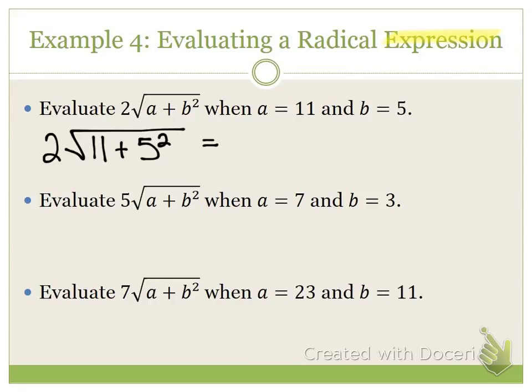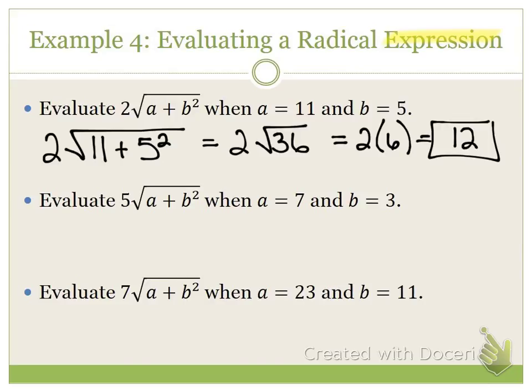All right, so substitutions. Now, from this point, if you enter it correctly in your calculator, you can go straight to the answer. However, you need to understand the process. So look up here. 11 plus 5 squared. Do I add first or do I evaluate the exponent? Exponent. Order of operations. 5 squared is 25. 25 plus 11 is 36. Now I take the square root of 36 and get 6, and 2 times 6 is 12.